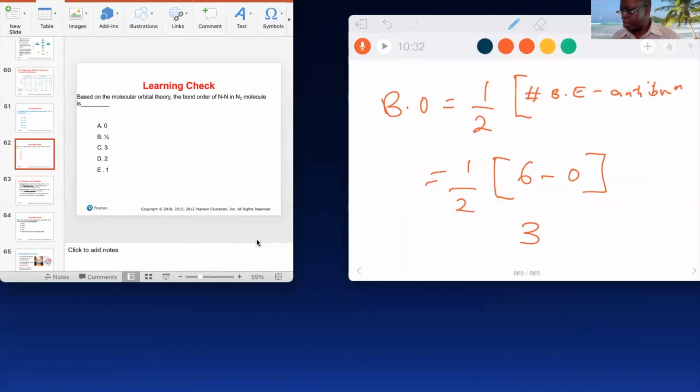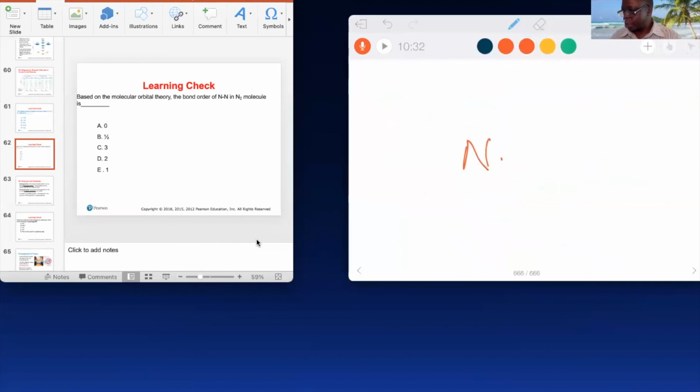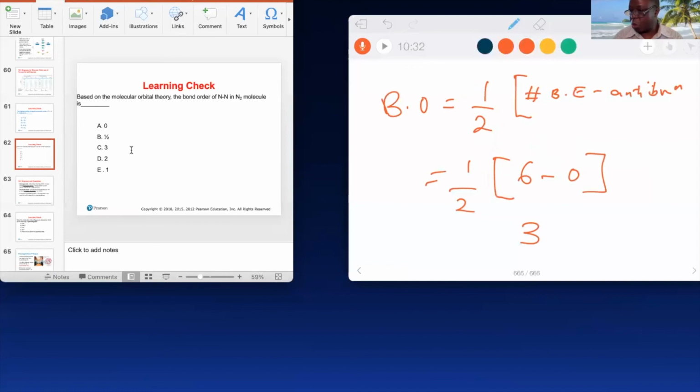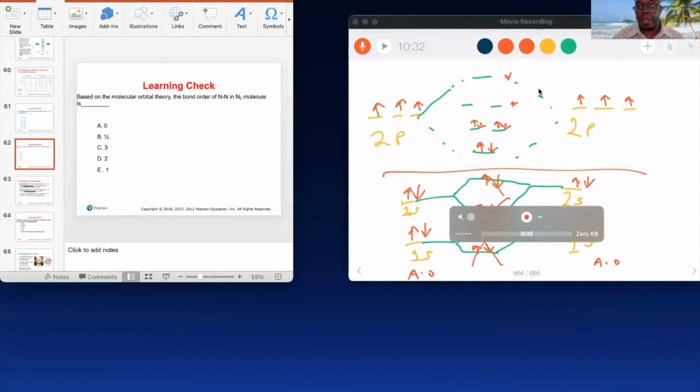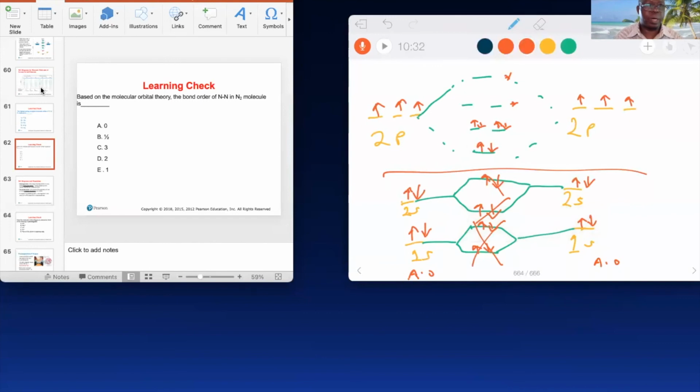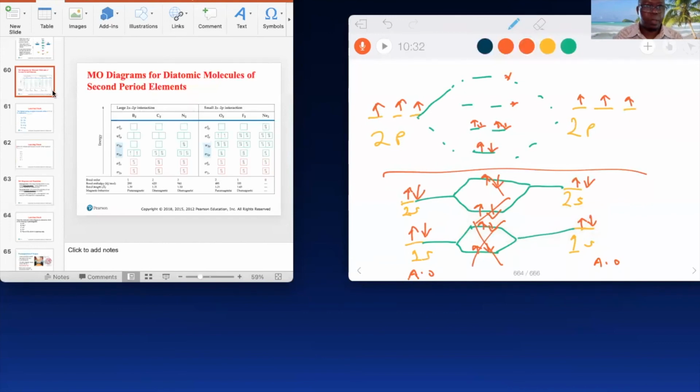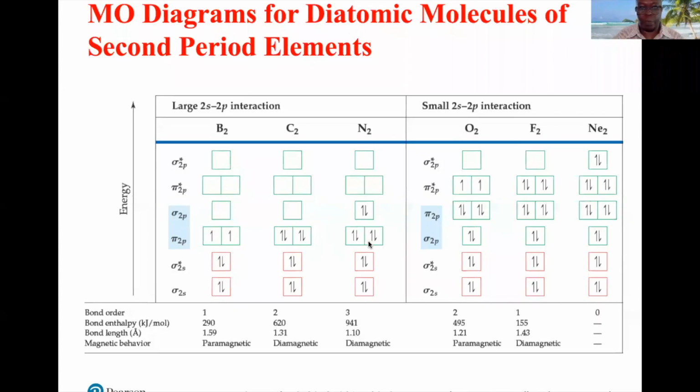And of course, from the Lewis structure we saw last time that nitrogen has 3 bonds, and the bond order also tells us that. So this is what you need to know: how do I fill the electrons? Forget about what we have here. The outermost is what we are focusing on. And you need to remember that for nitrogen, this is the molecular orbital diagram we had.